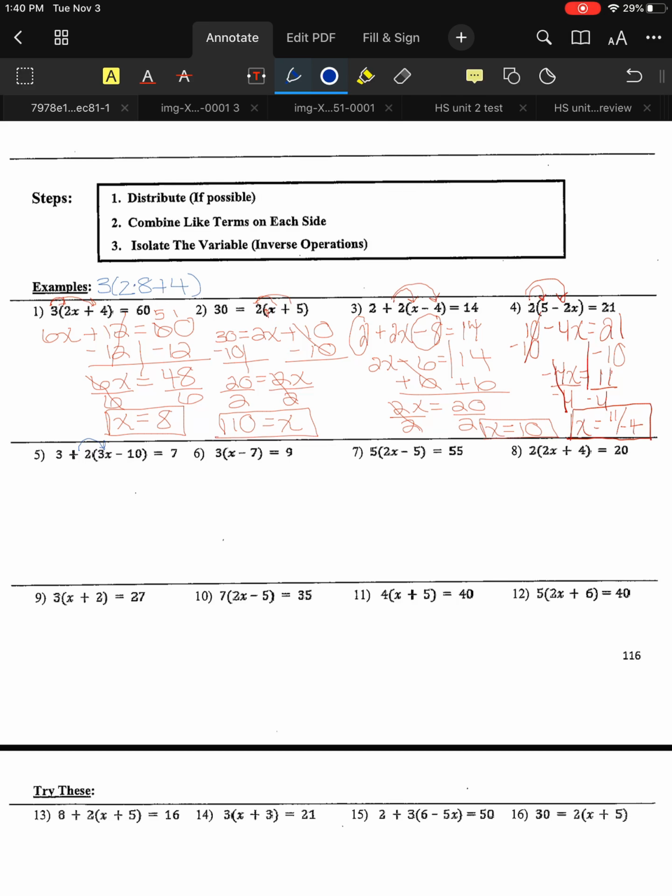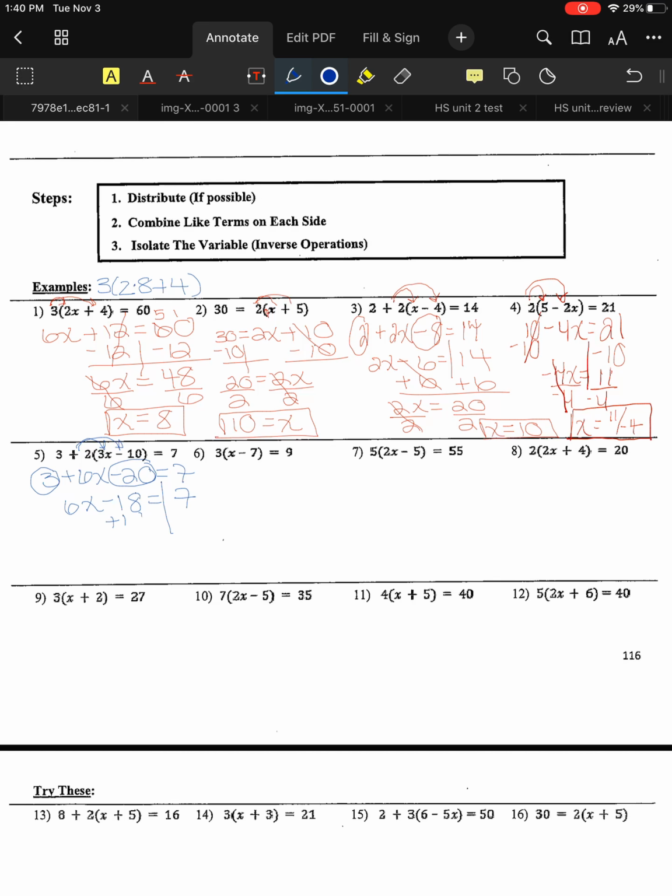Number 5, I need to start by distributing the 2. 2 times 3x is 6x. 2 times a negative 10 is a negative 20. Bring everything down that I did not use. And now combine like terms if you can, and I can because I have 3 and a minus 20 together on this left-hand side. So I can just circle and combine. 3 minus 20 is a negative 18, so I have 6x minus 18 equals 7.